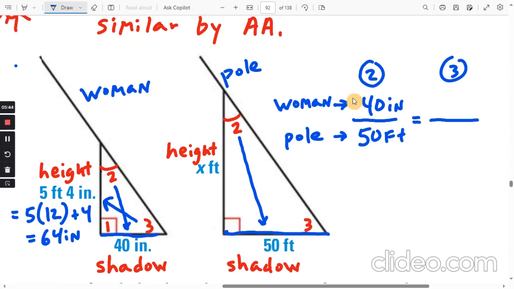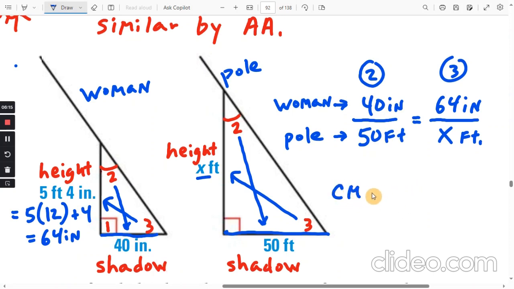All right, so the height of the woman is 64 inches. And finally, we went across from angle 3. You go to across from angle 3 right here. The height of the flagpole is X feet. Now, do you need to do all this? Not necessarily. I am just explaining it to you, okay? You can certainly do X divided by 50 equals 64 divided by 40. If you want to do it that way, that's fine.